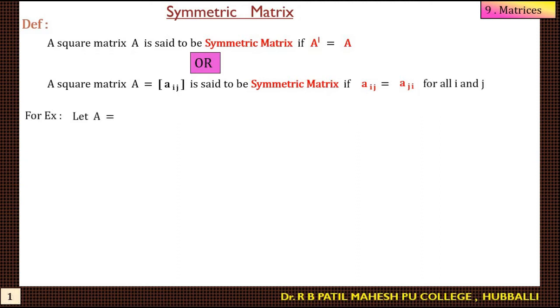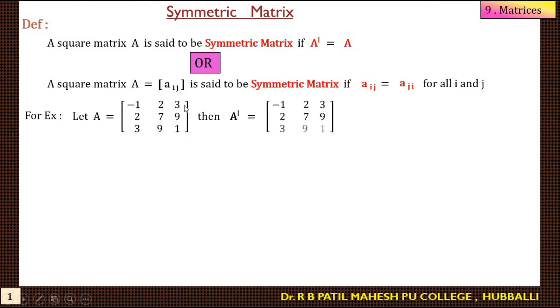For example, let A be the square matrix with rows minus 1, 2, 3; 2, 7, 9; 3, 9, 1. Now if I find A dash, see here, minus 1, 2, 3 column wise, if I write 2, 7, 9 second column, 3, 9, 1 third column, here you can see that A dash is the same as A only. The matrix is not changed. That means it is equal to A. So therefore what we can say here is, A is a symmetric matrix.